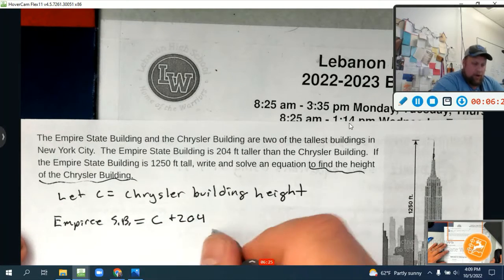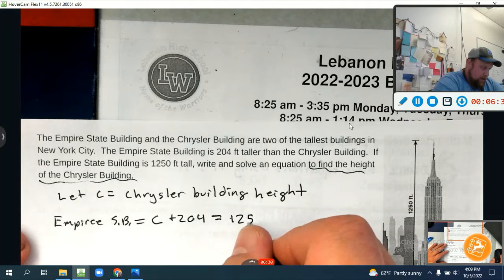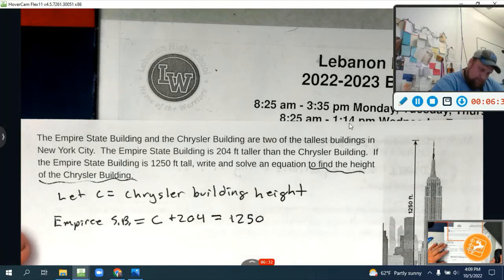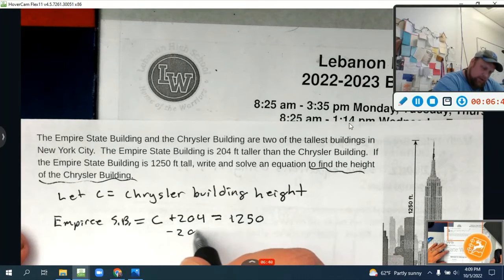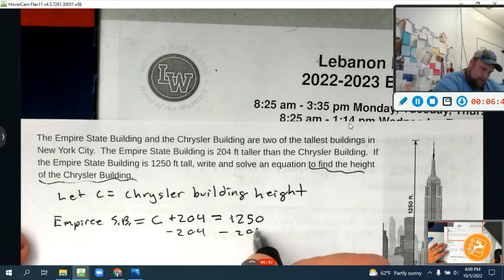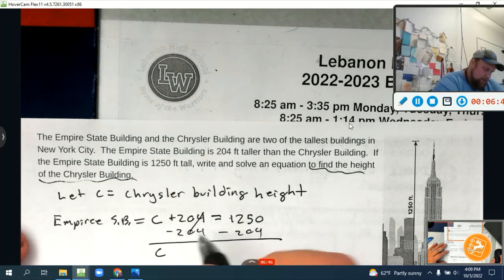Here's what else I know. I know that that should be 1,250 feet tall. So now I have my equation. C plus 204 equals 1,250. To solve it, we just subtract 204 from both sides. And I get that the height of the Chrysler Building is equal to 1,046 feet.